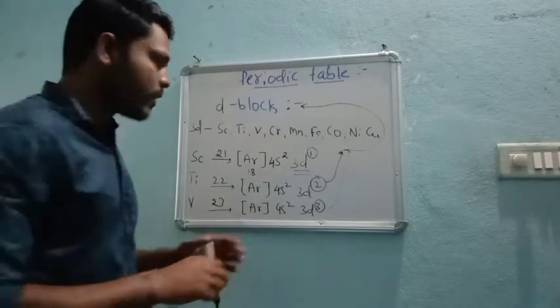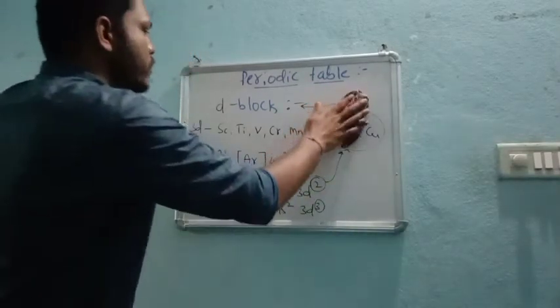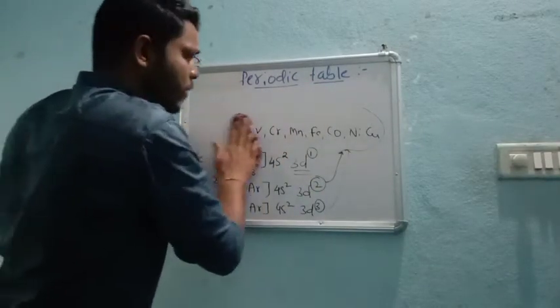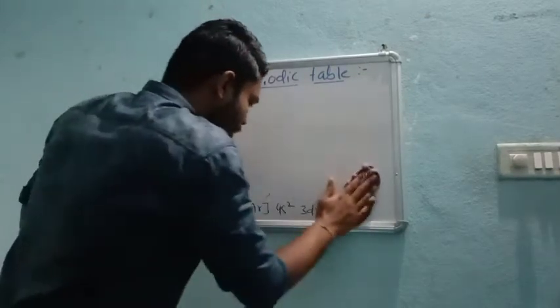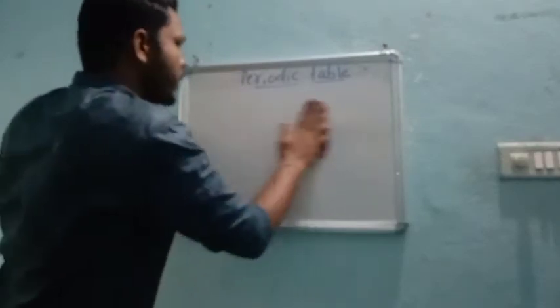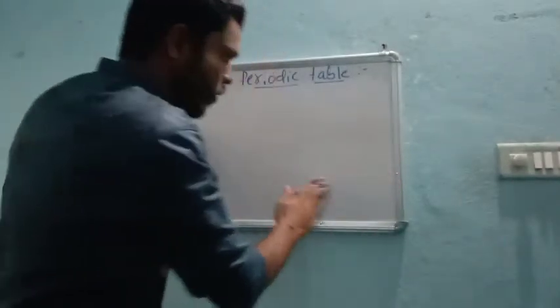In the same way, f block elements are also the same. If the differentiating electron enters into the f subshell, then those are called f block elements.